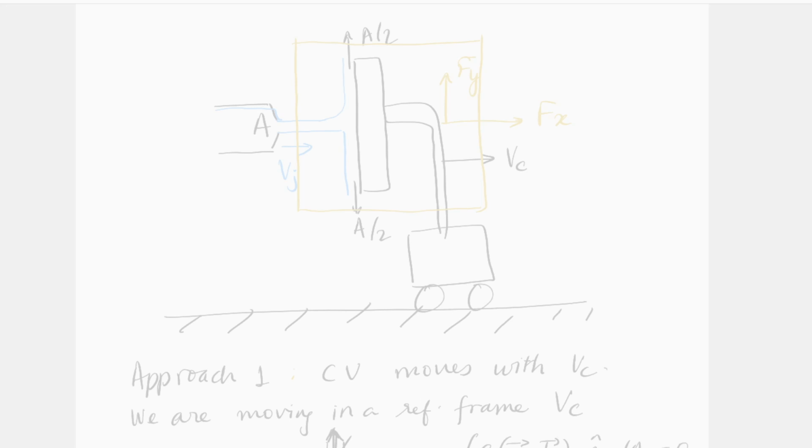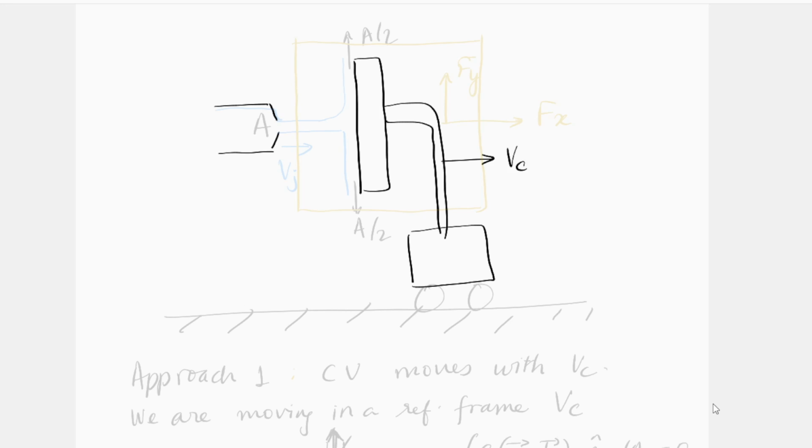Let us revisit the example that we have done in the class, that is a water jet which impinges a flat plate, and the flat plate is connected to a cart, and the cart is moving with a velocity Vc towards the right.